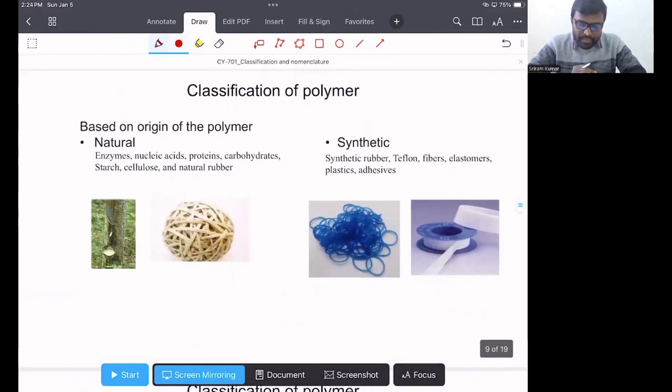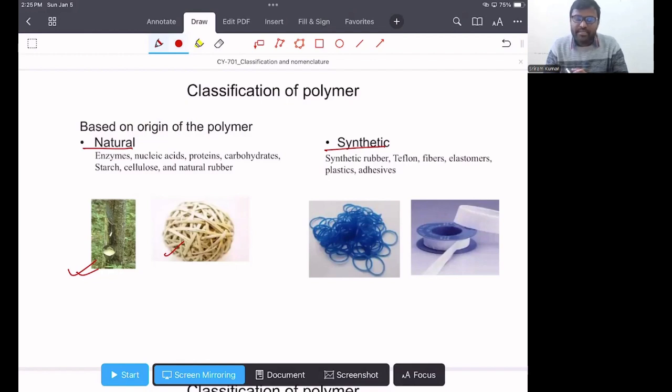So now let's take one by one. If we explain the polymer based on the origin of the polymer, we have these two kinds of polymer. One is the natural polymer and the other is the synthetic polymers. Natural polymers means the polymers that are available naturally. For example, if you think about natural rubber, you can extract the natural rubber from the tree, right? So that is an example of natural. If you think about wool, that is a natural polymer.